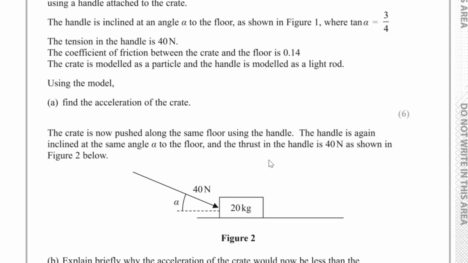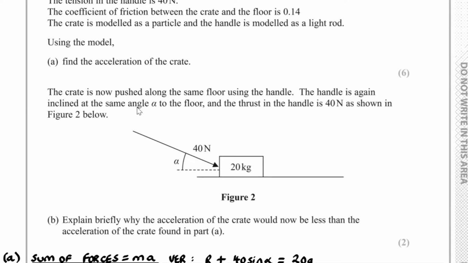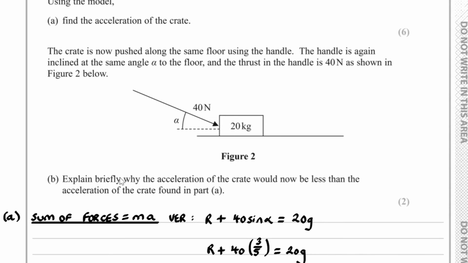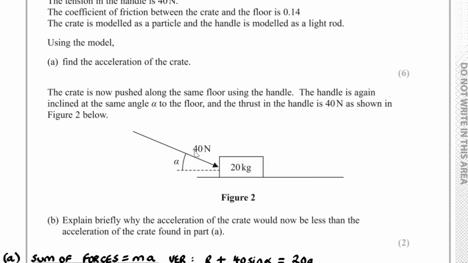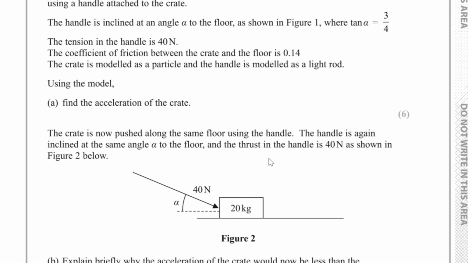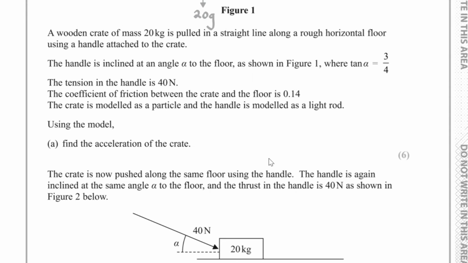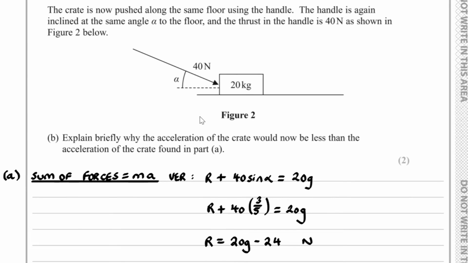Then for part B, the crate is now pushed along the same floor using the handle. The handle is again inclined at the same angle alpha to the floor, and the thrust in the handle is 40 newtons as we see in this diagram. We have to explain briefly why the acceleration of the crate would now be less than the acceleration of the crate that we found in part A. Well, if we go back to the diagram, we'd have the same situation, but this time, acting down with the gravity, we'd have this 40 newtons.